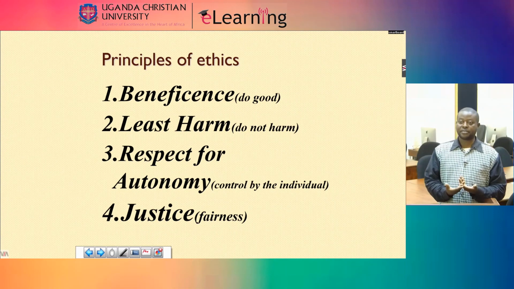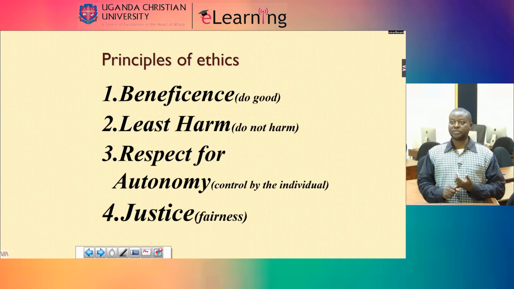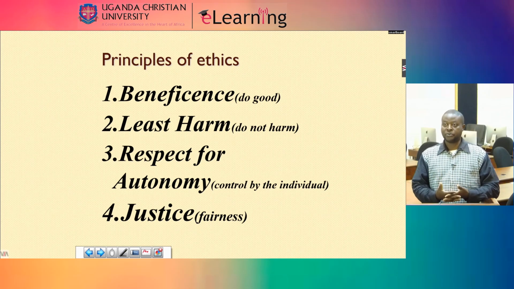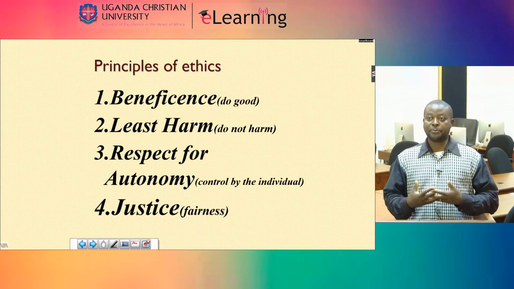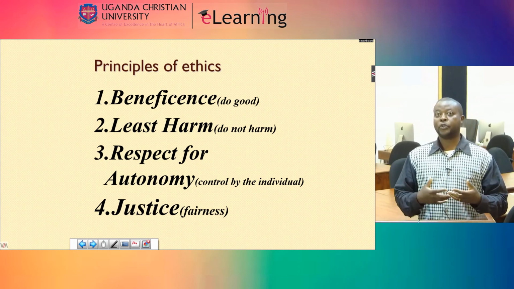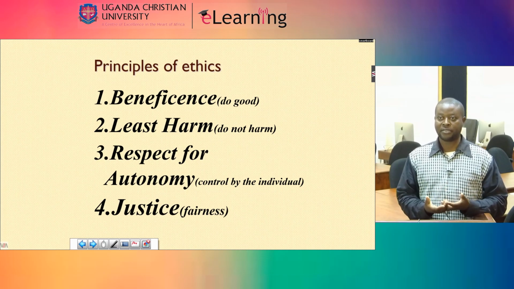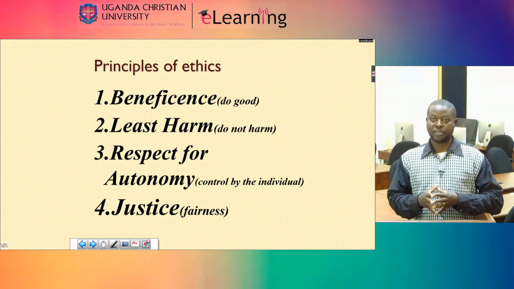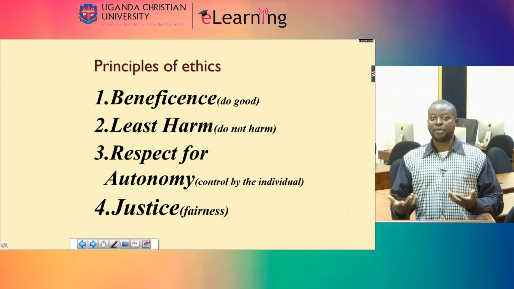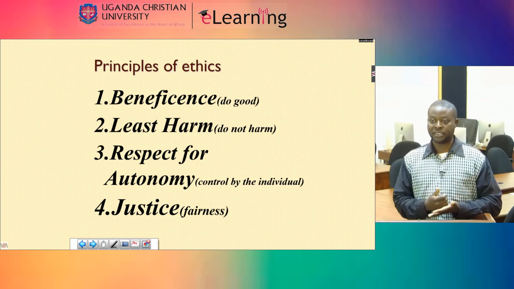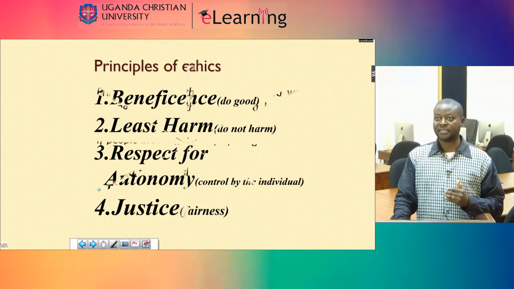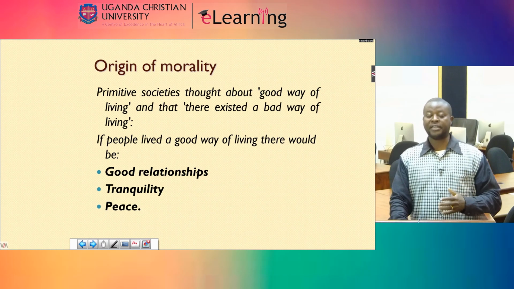But this course unit is based on four main principles. The first principle is called beneficence, that in everything that you do, you should always do what is good and shun what is bad. There is also the principle of least harm: in everything that you do, ensure that you do not harm your peers, or the people that you deal with. The third principle is respect for autonomy, that individuals must be given the opportunity to think independently and act independently within the realm of goodness. And the fourth principle is justice, that in the conduct of our life, we should ensure fairness, we should uphold fairness as much as possible.